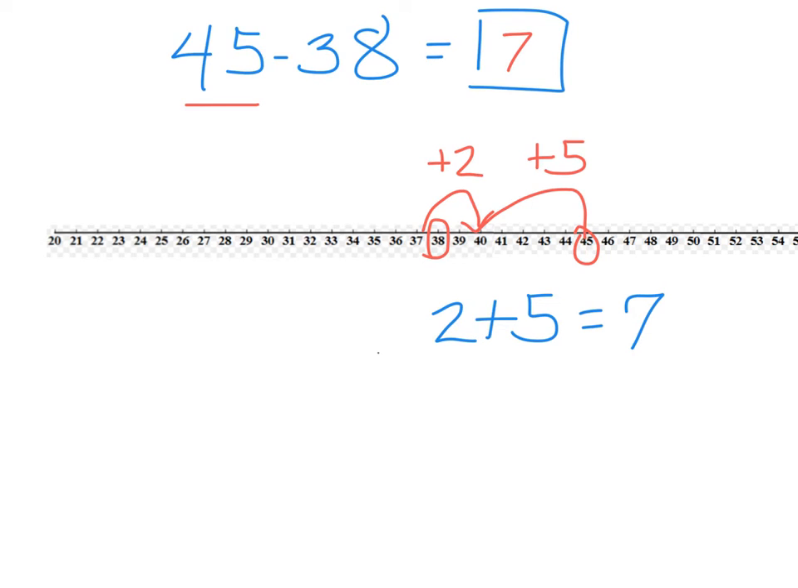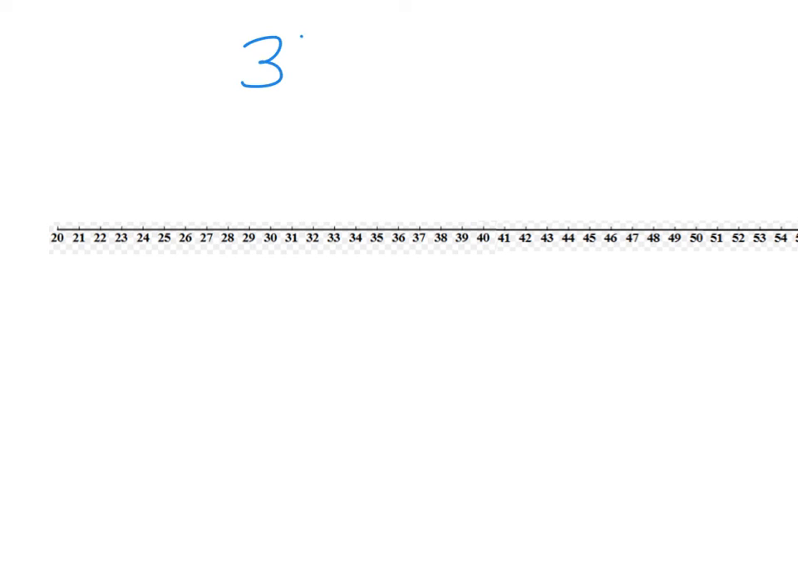Using the strategy of counting up actually works well when the number being subtracted has a 7, 8, or 9 in the ones place because the number is close to the next tens number. Let's try another one, also using the number line. 36 minus 27 equals blank. So we can count up from the number we are subtracting to find the difference. So in this case, we would start with the number 27. We will count up to the next tens number, which would be 30.